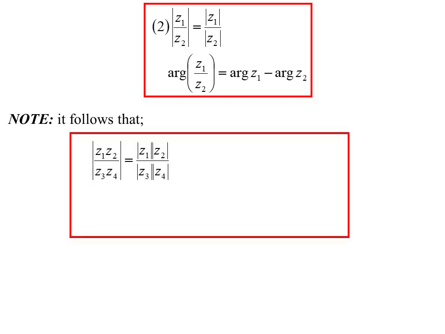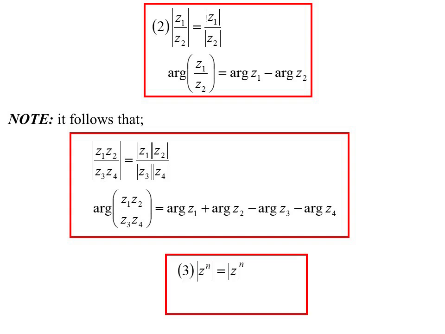But now it follows. If we've got something like this, well, the modulus, sure, I'll just find the modulus of each individual bit. For the argument, whichever one's on the top of the fraction, it'll be positive. Whichever one's on the bottom of the fraction, it'll be negative. So I've got argument of z1 plus the argument of z2 minus the argument of z3 minus the argument of z4.